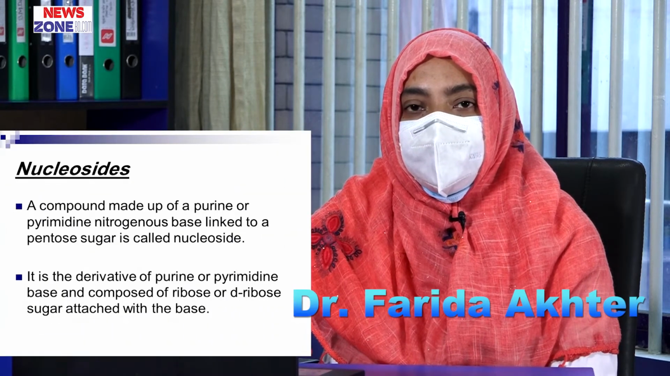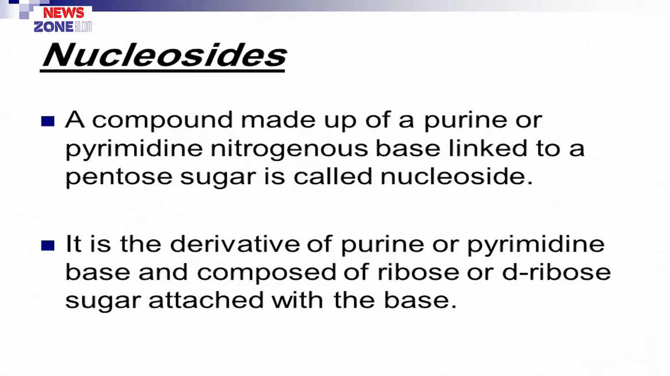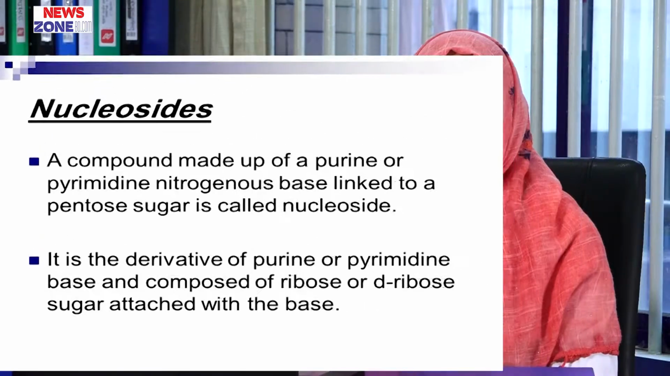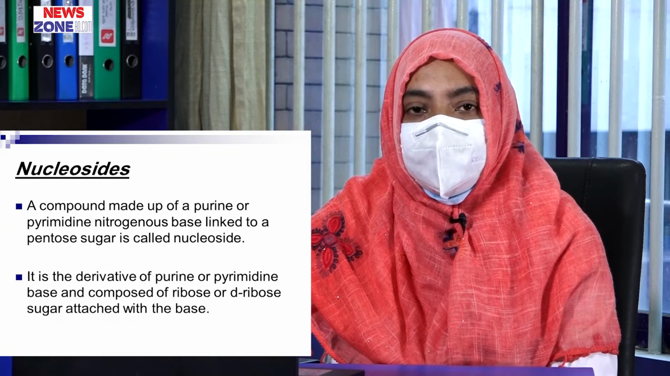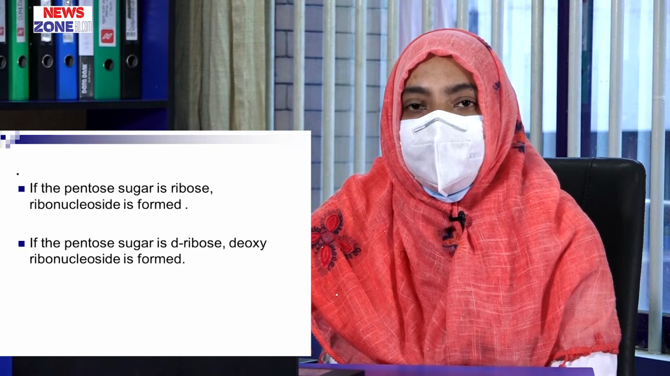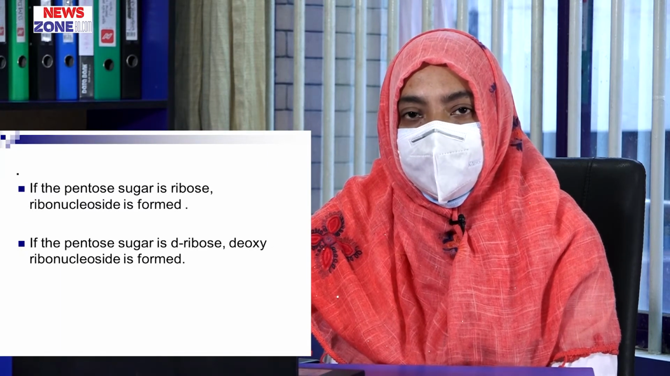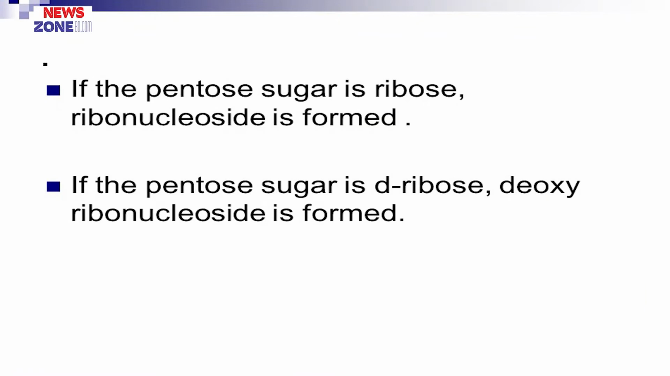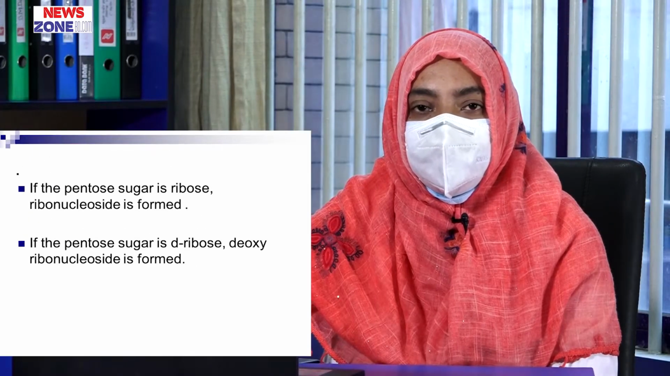Now come our second topic, that is nucleoside. It is a compound composed of nitrogen base with pentose sugar. So we may also say that the derivative of purine and pyrimidine bases linked with a pentose sugar is termed a nucleoside. In the nucleoside, if the pentose sugar is ribose, then ribonucleoside is formed. If the pentose sugar is deoxyribose, then deoxyribonucleoside is formed.